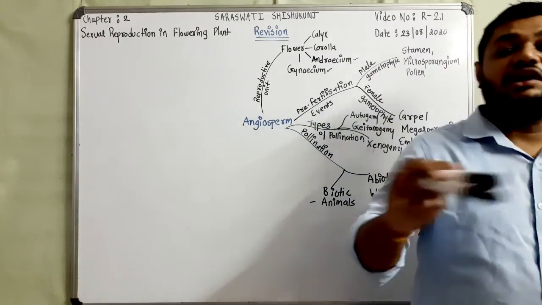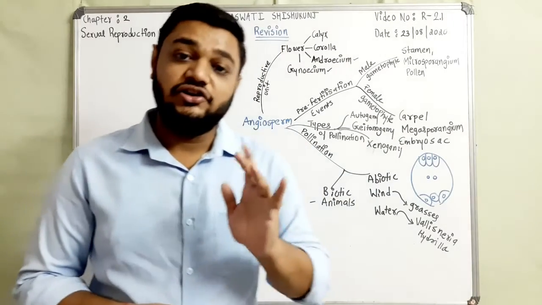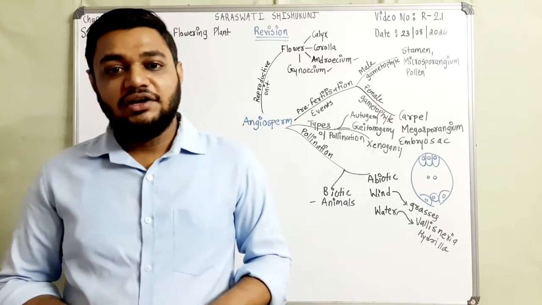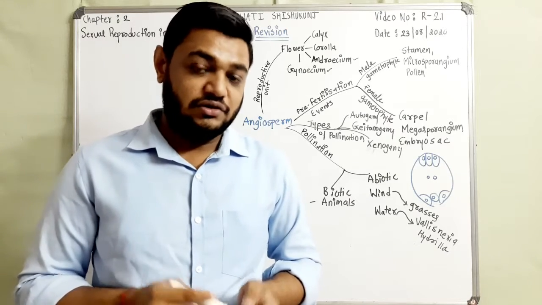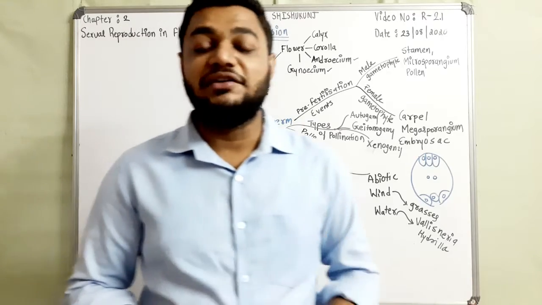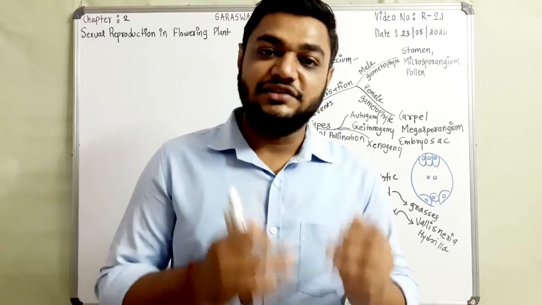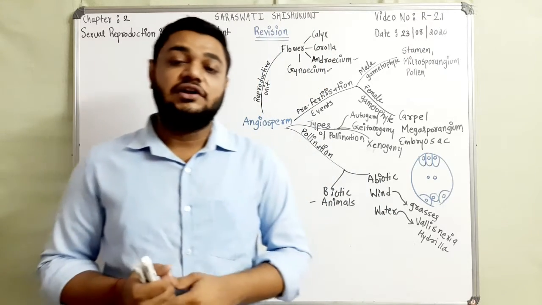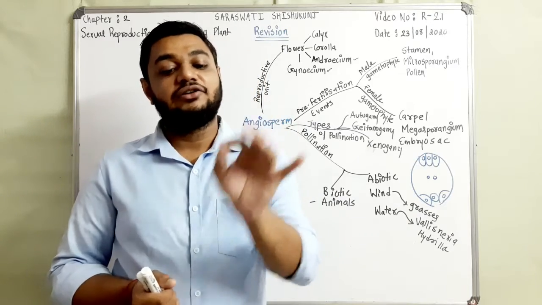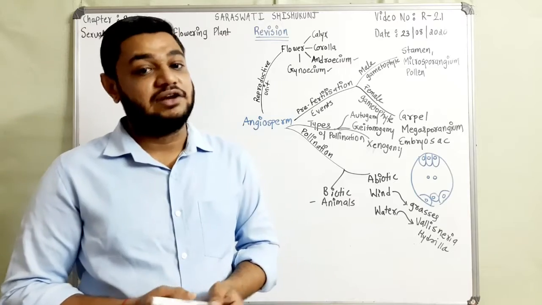Now there are certain adaptations made for self-pollination. The first is homogamy, meaning the synchronization of pollen release and stigma receptivity, so they are well synchronized. So there are chances of transfer of the pollen from the same flower's anther to the same flower's stigma, right? The second one is cleistogamy.